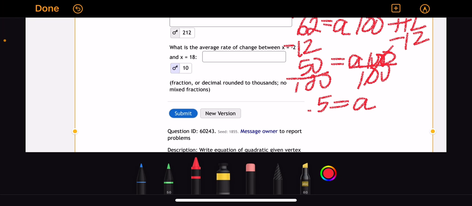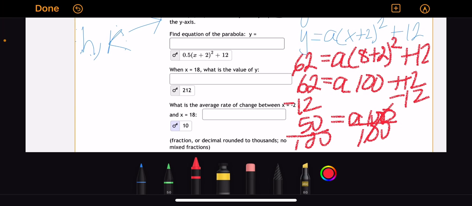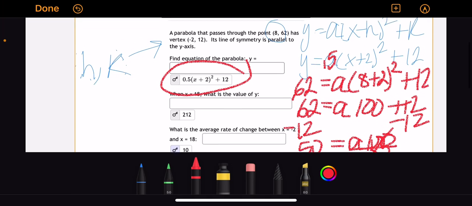So now you have the actual equation, right? That's where they get this. Basically, they got y equals 0.5 times x plus 2 squared plus 12. That's it. So you get your hk from the vertex, and then you get your a from the point.